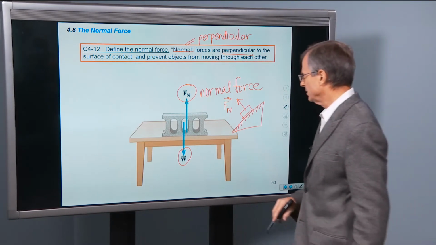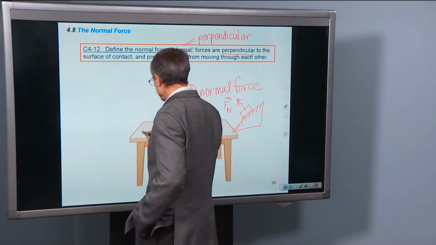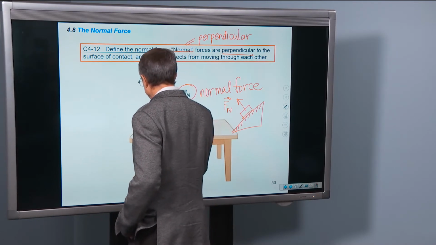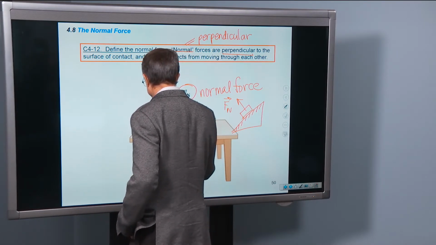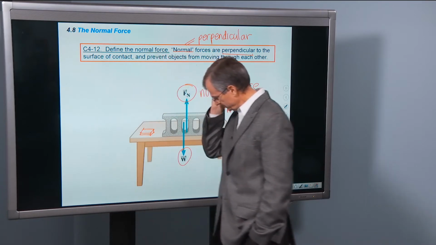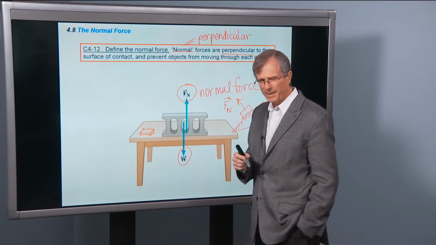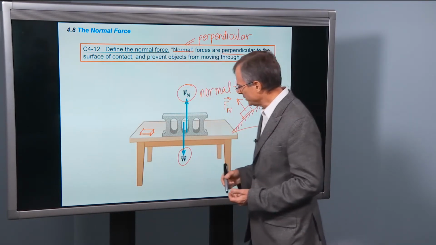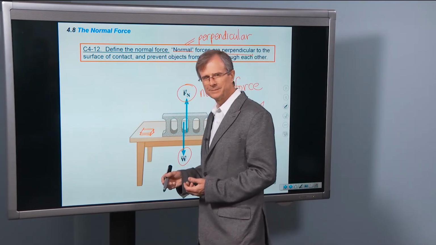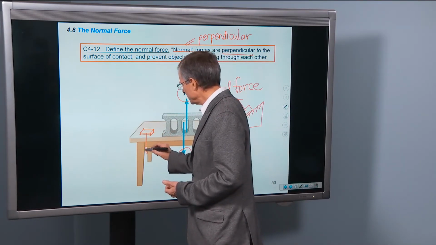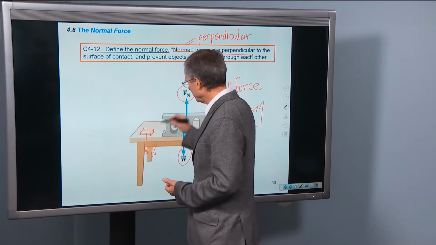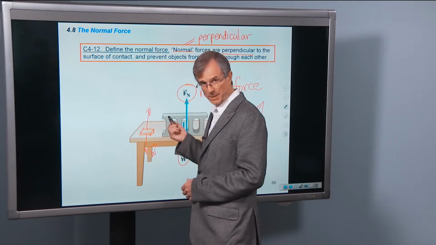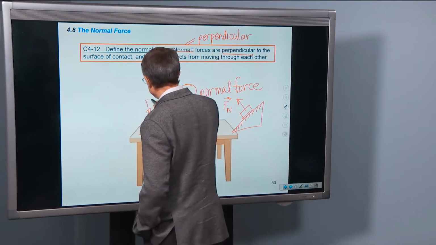And going back to our cell phone example, remember the cell phone that was sitting on the table? Then that has a little bit more meaning now. There are two forces acting on the cell phone: gravity, its weight, and the normal force, just the same as this concrete block example here.